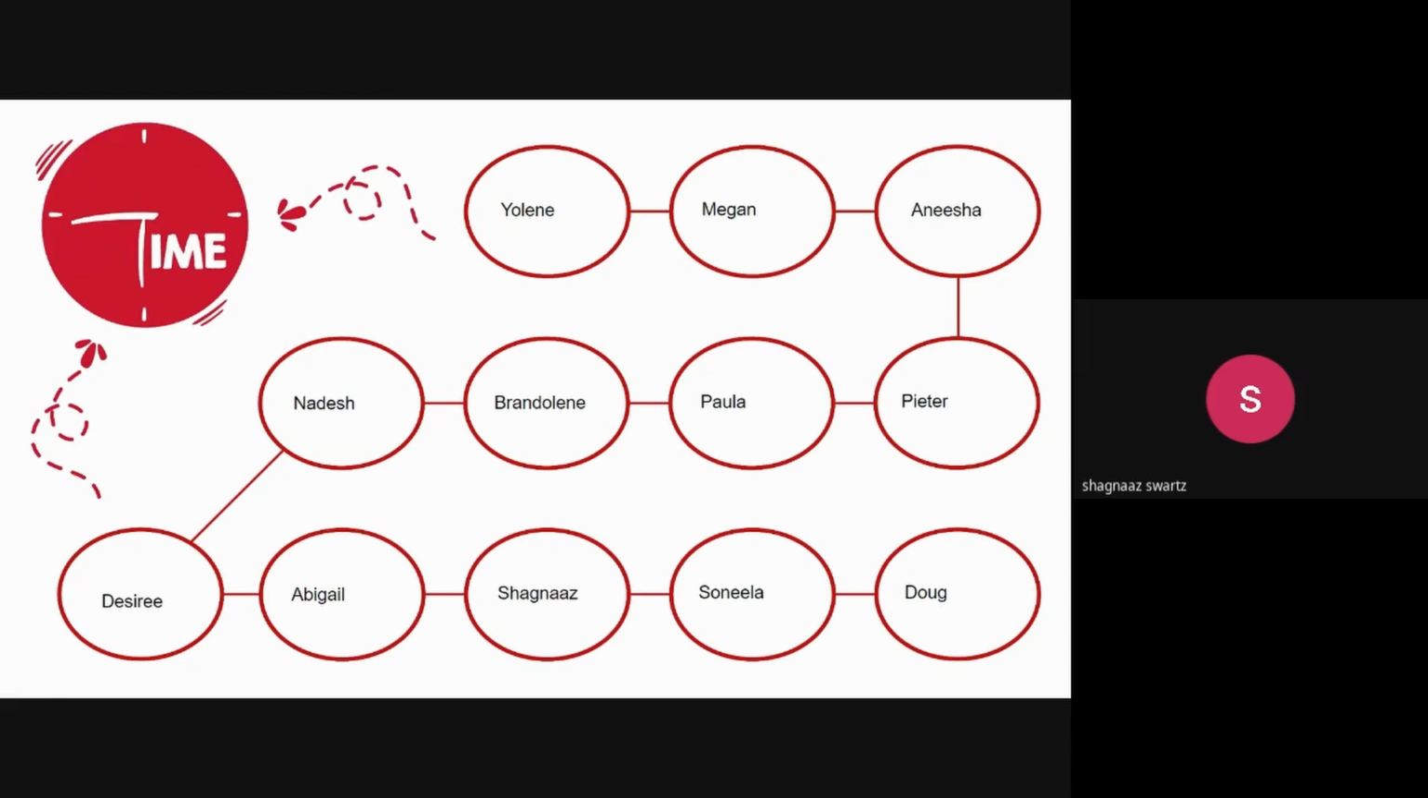And then afterwards we go into the drawing and writing part. We tell them the drawing and writing part. Now they need to draw themselves.